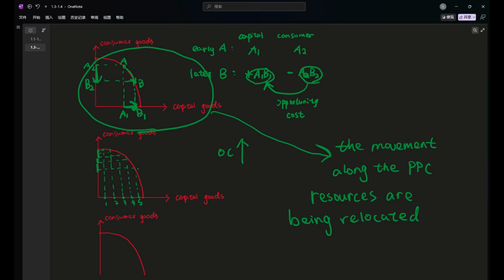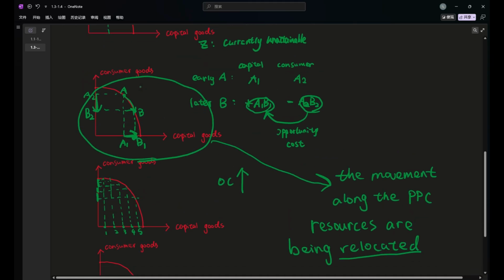You move from A to B, you increase the resources used to produce capital goods. So you have more capital goods. But the resources used to produce consumer goods are partly transferred, so the production has to decrease. So resources are being relocated. Quite clear, right? It can also show the opportunity cost. Okay, very clear.